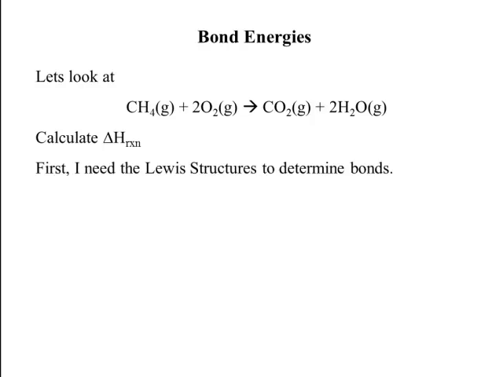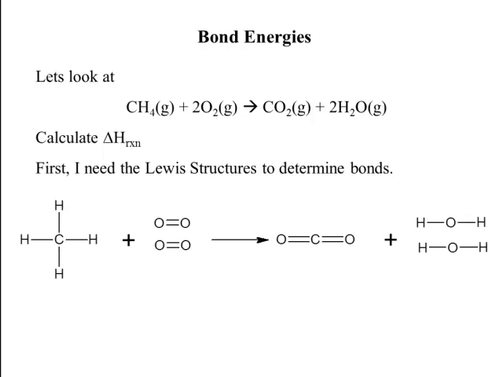Well, the first thing we need to do, we need to know the Lewis structures for all of these to know what bonds we're dealing with. If we can't draw the Lewis structures, we don't know what types of bonds we have. Okay, so if I draw the Lewis structures out for each one of those, I've got one CH4 there with C single bonded to all the hydrogens. I've got 2 O2 molecules. Each O2 has an oxygen-oxygen double bond. My CO2 has a C double bond O. It's got 2 of those. And then I've got 2 water molecules, each containing 2 OH bonds. Okay, so those are the Lewis structures. It allows me to see what bonds I'm dealing with.